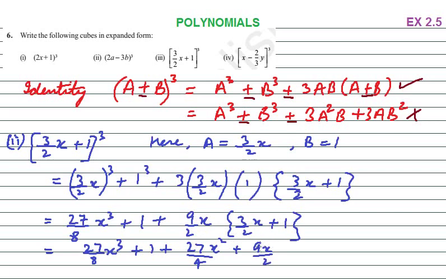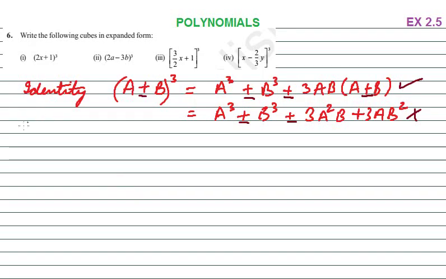So this is our answer. All the terms are unlike, so therefore we cannot add or subtract. So this one is your answer. Now moving to the next part, the fourth part.